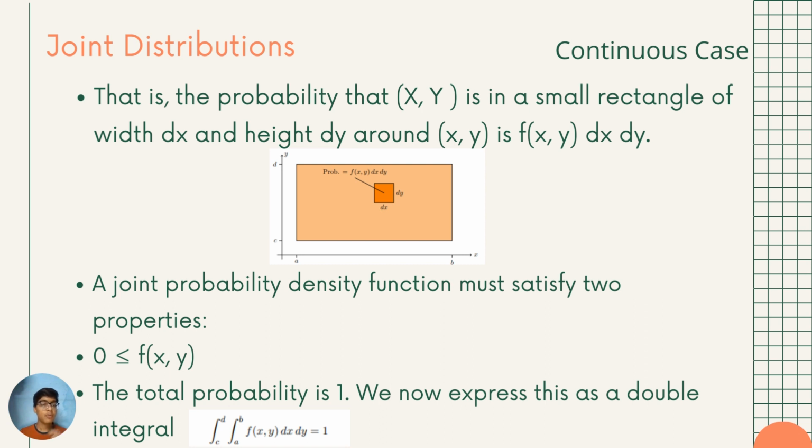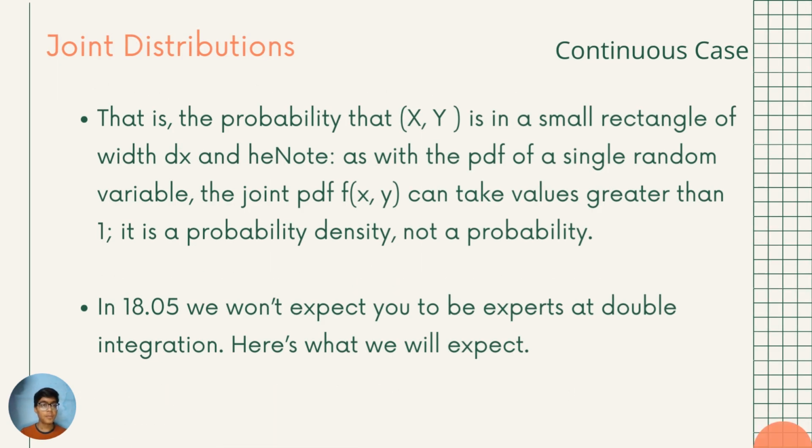That is, f of x comma y must always be greater than or equal to 0. The total probability is 1. We now express this as a double integral. Why? Because we are considering continuous variables as random variables. So the formula would be the integral from c to d, integral from a to b, of f of x comma y dx dy, equal to 1.